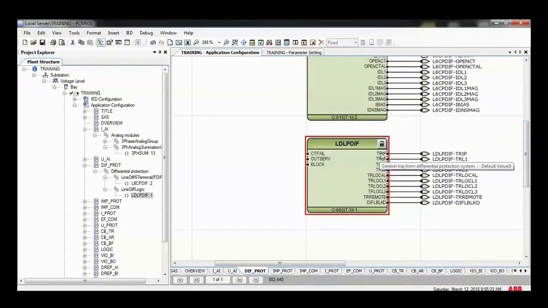General trip from differential protection system means that it requires local or remote. That is why this is what you use in your robot. Make it above where? This is local only. This is local or remote. Here, local or remote, phase 1, 2, 3. Here, trip is local only or remote. Phase 1, 2, 3, here it's trip local only.